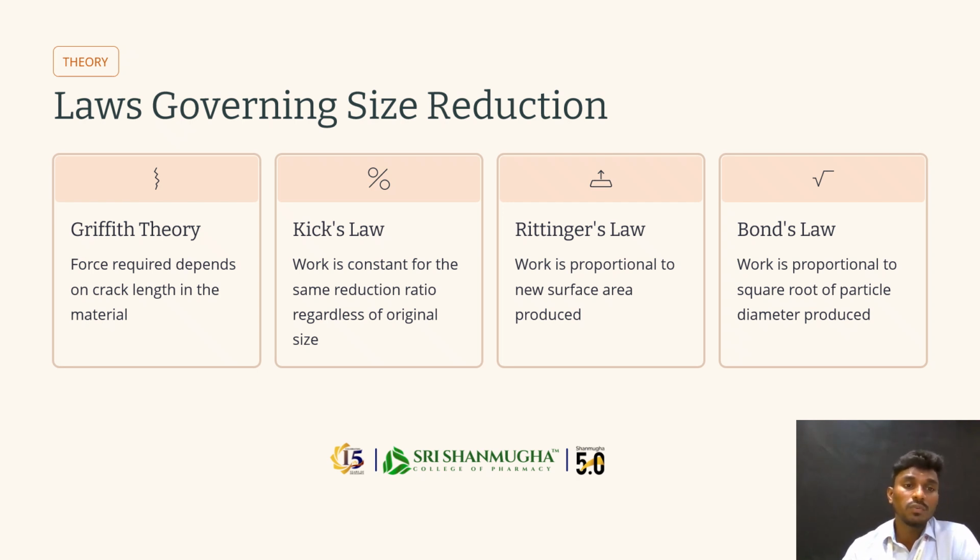Griffith theory is a force requirement that depends on the crack and length of the material. Kick's law: the work required is constant for the same reduction ratio regardless of original sizes. Rittinger's law: the work is proportional to the new surface area produced. Bond's law: the work is proportional to the square root of particle diameter. These are all the theories covered in size reduction.